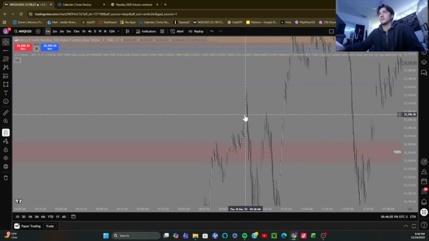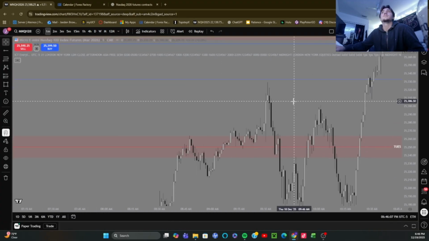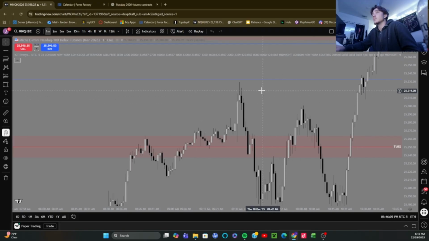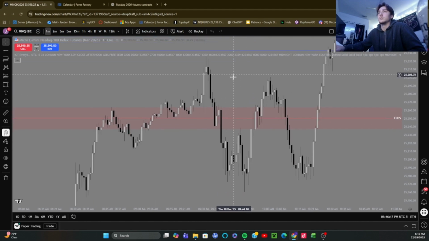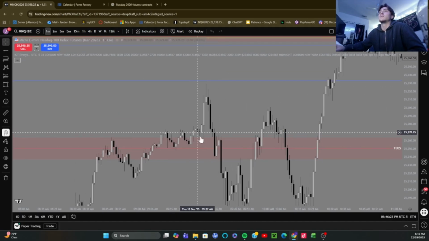Like it should have taken out that high and then reversed. But anyways, reversed. This is Venom model, but did not create an entry here. So I really had no entry to the downside. And then I think there actually was a 5 minute somewhere around here, and you could use that. I think it got below and then went back into it.